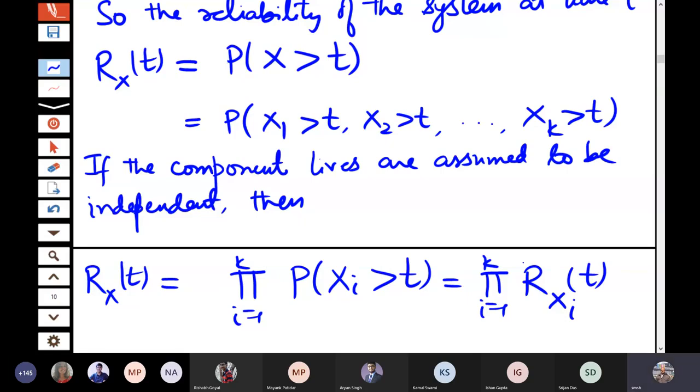Is that clear? Yes, sir. And what is an important consequence of it?